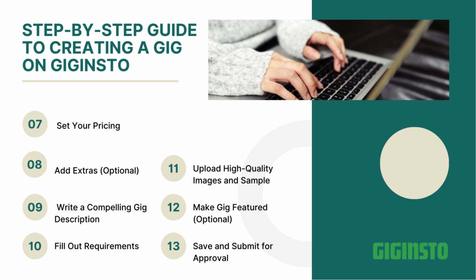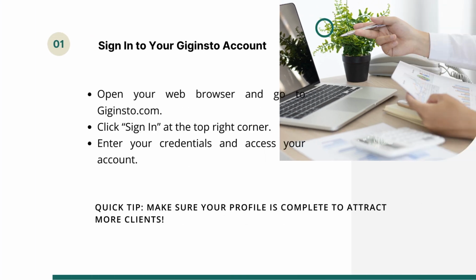Step 8. Add extras, optional. Step 9. Write a compelling gig description. Step 10. Fill out requirements. Step 11. Upload high-quality images and samples. Step 12. Make gig featured, optional. Step 13. Save and submit for approval.